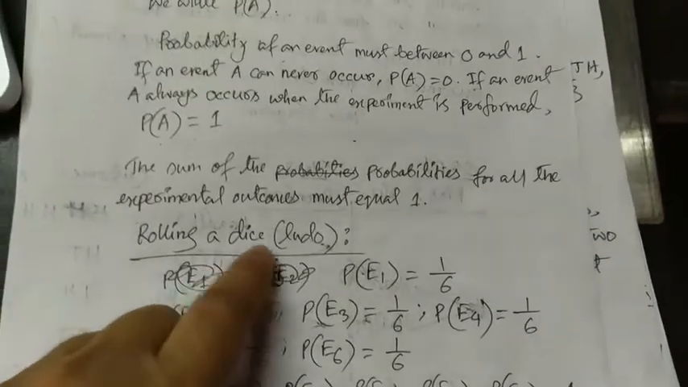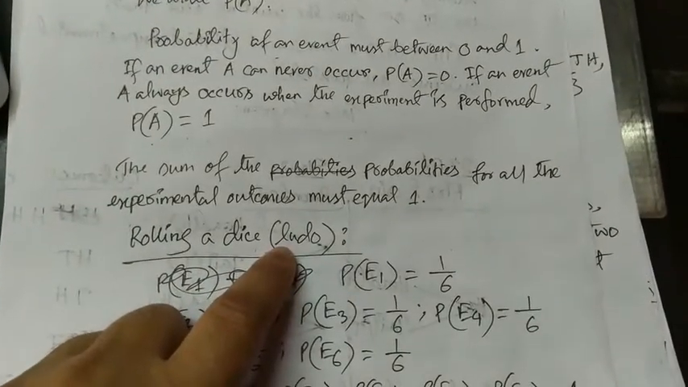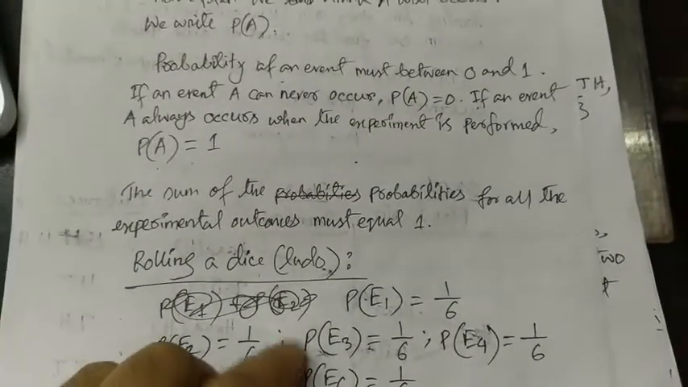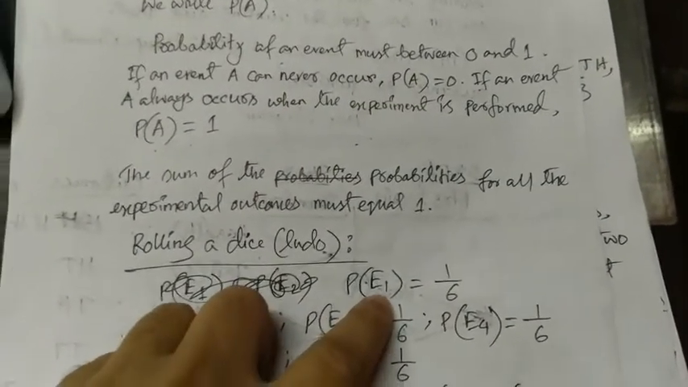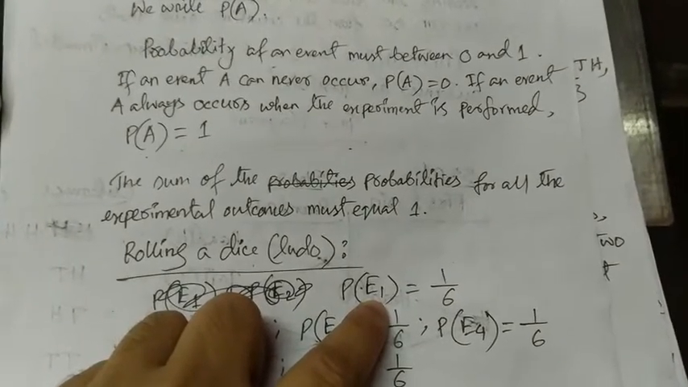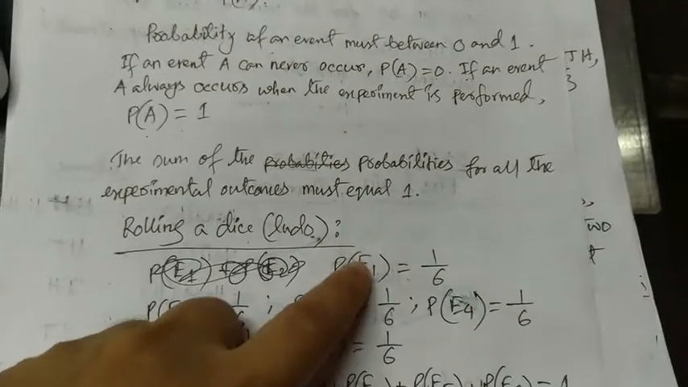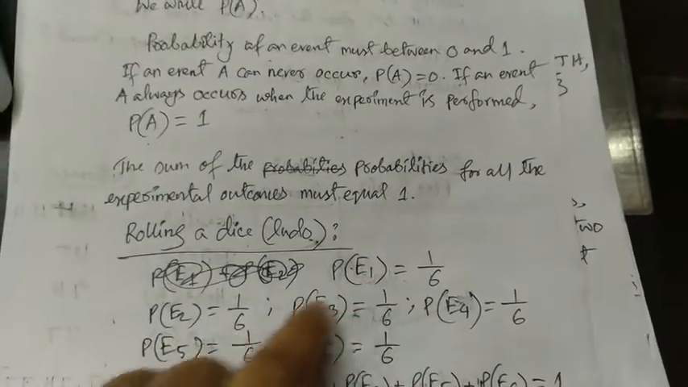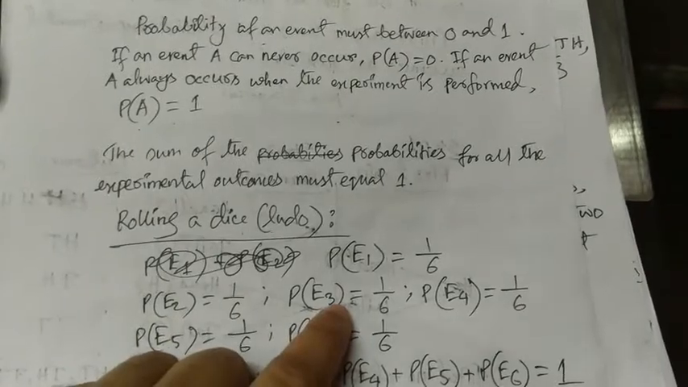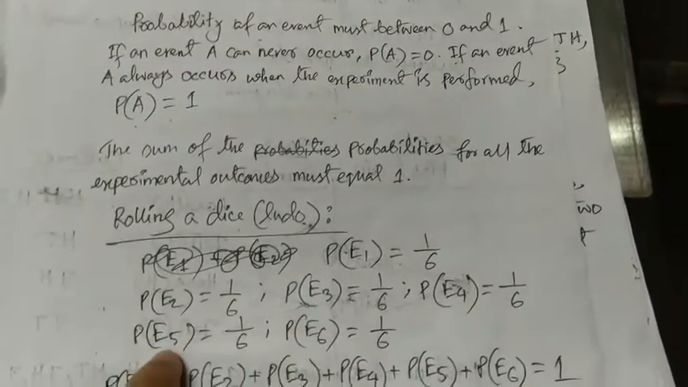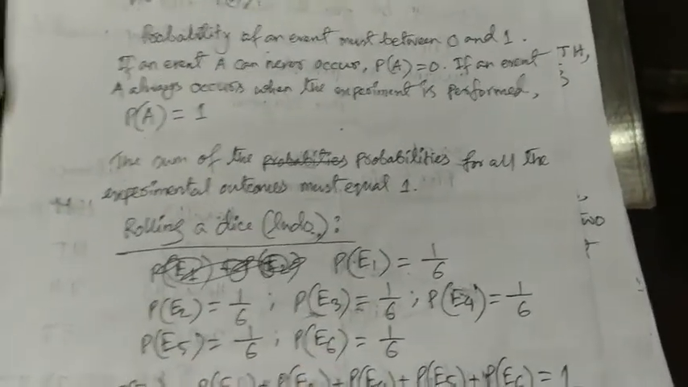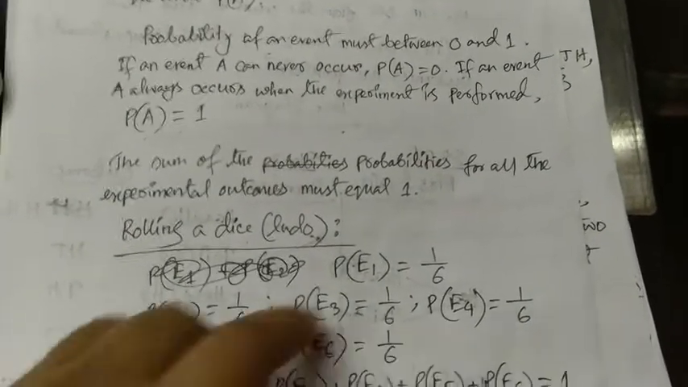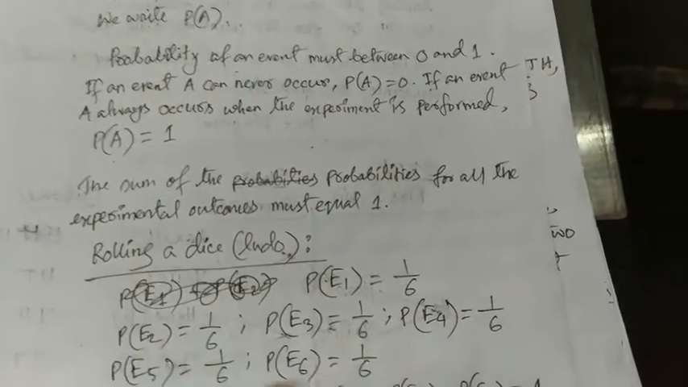Take rolling a dice in a Ludo game. When you roll a dice, or chokka in Bengali, you may get either 1, 2, 3, 4, 5 or 6. That means the probability of getting 1 is 1 upon 6. There are a total of 6 sides on a dice in a Ludo game.